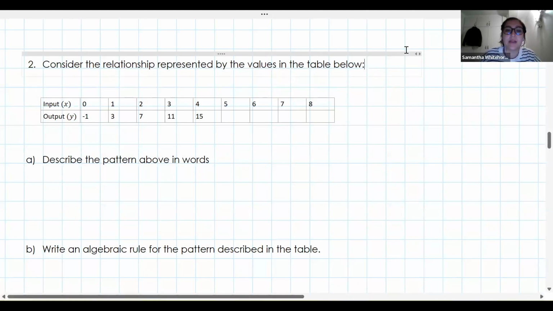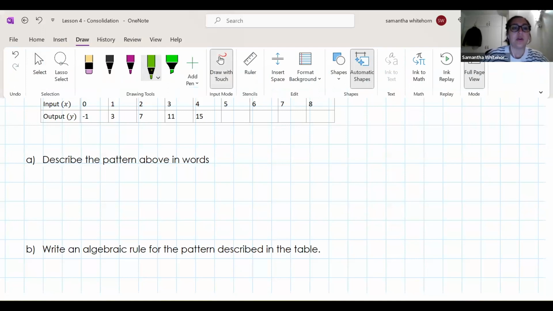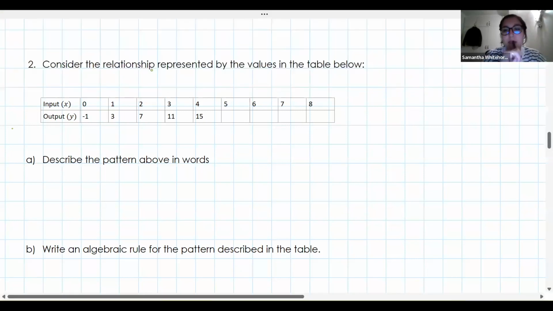Okay, so again, we've been given a table. First thing that we do before we even look at the questions is we figure out what our pattern is. So we go to our outputs and we decide what's happening. I'm going to give you 2 seconds. Have a look at your outputs, and on the chat, tell me what you think the pattern is. I don't need a rule, nothing like that. Just what are we doing from one to the next?